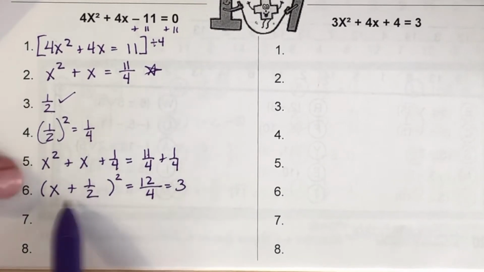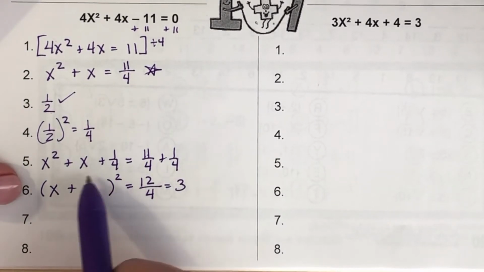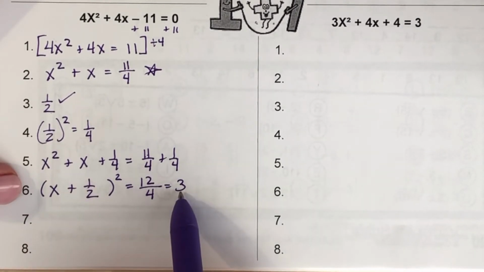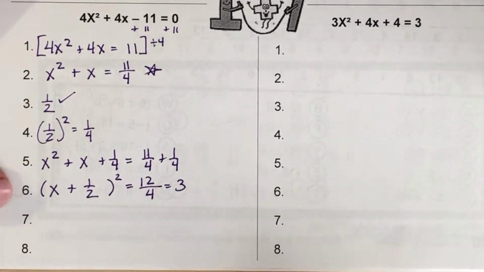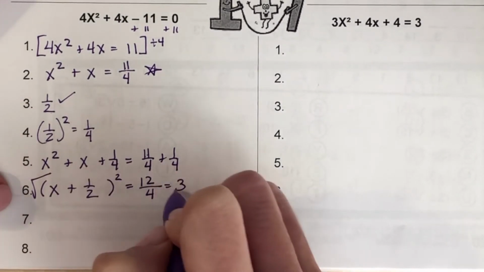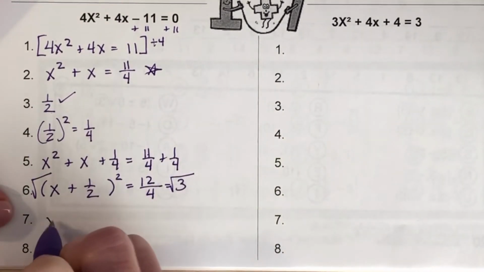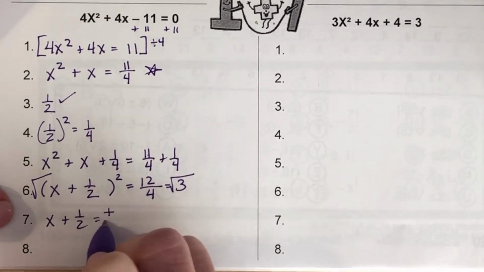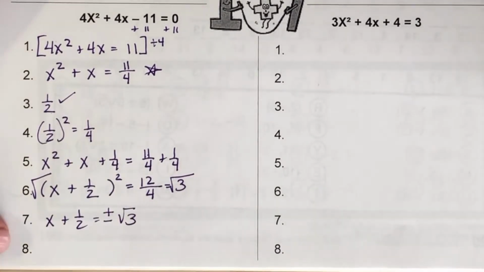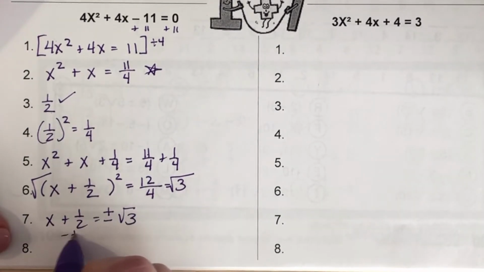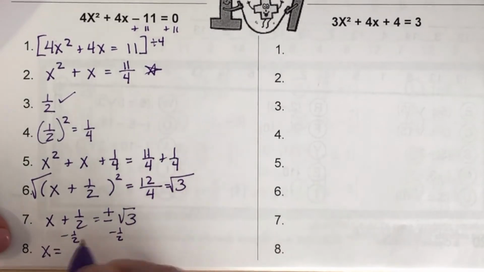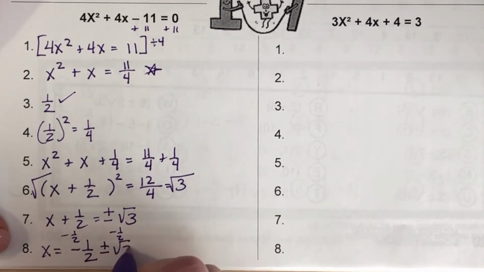Now, this is looking interesting, and now I can see why this did not factor out well. When I take the square root of this, that's not going to turn out so nicely. So I'm going to take the square root, and I get x plus 1/2 equals the square root of 3, positive and negative root 3. I'm going to subtract 1/2, and now I get x equals -1/2 plus or minus root 3.